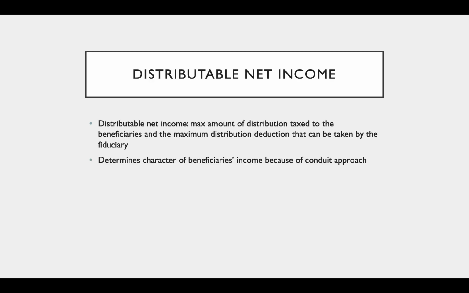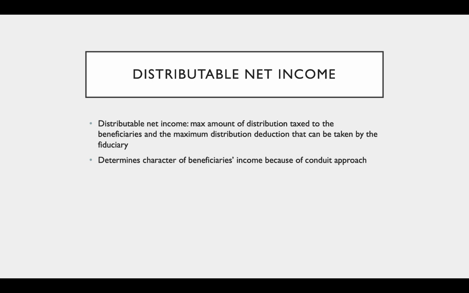Credits are generally the same as for individuals. And now on to distributable net income. This is an important number because it's the maximum amount of distribution taxed to the beneficiaries and the maximum distribution deduction that can be taken by the beneficiary.